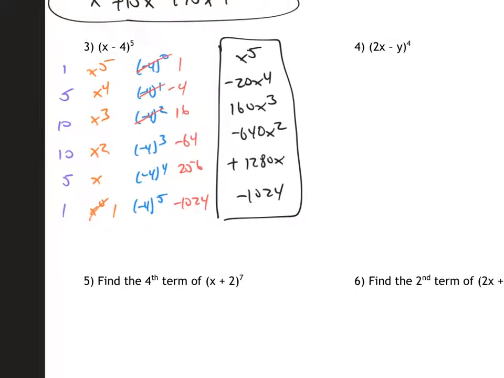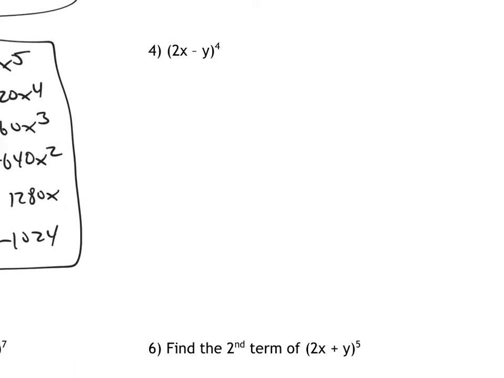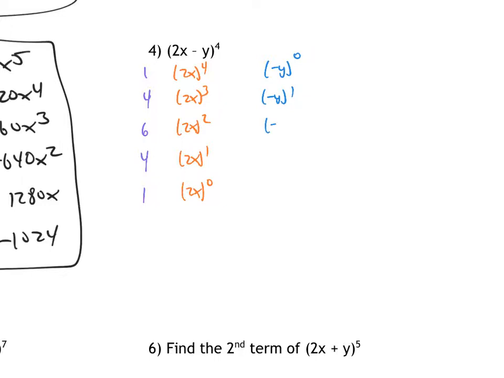The last one, number 4. We're using the 4th row of Pascal's triangle. So 1, 4, 6, 4, 1. I'll leave myself some space to simplify because I'm multiplying. I'm going to write it all out and I'll go back and simplify. So that's going to be 4, so 16x to the 4th, 8x to the 3rd, 4x squared, 2x, and 1.